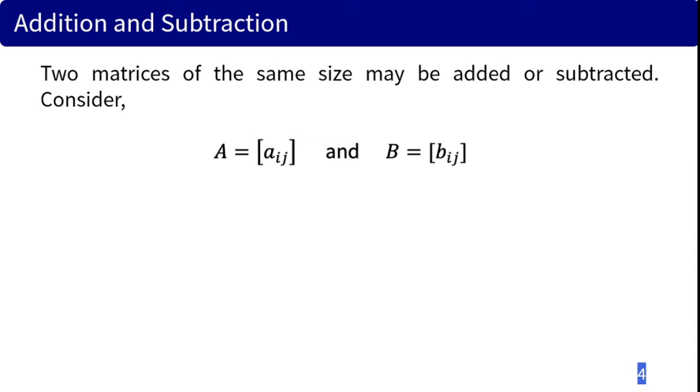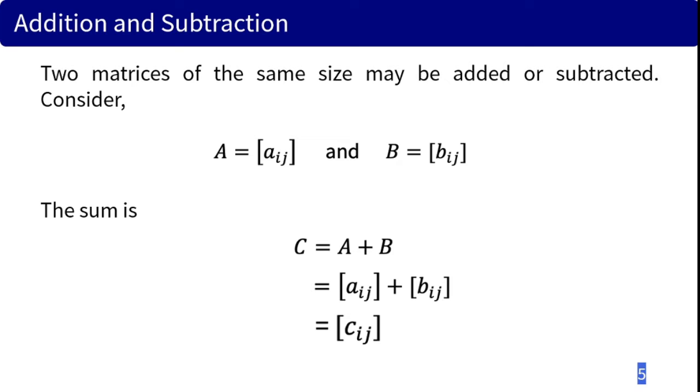Matrices can be added or subtracted. Two matrices of the same size may be added or subtracted. Let us consider matrices A and B, where they are defined by the following notation. The sum of A and B is therefore C, if we let C be another matrix. C is the matrix whose elements are the sum of the corresponding elements of A and B, and they are defined by the following notation, where C enclosed by brackets sub i and j are the sum of the corresponding elements of A and B.